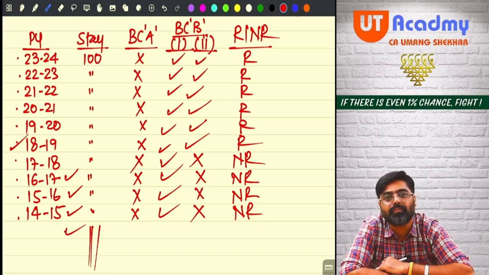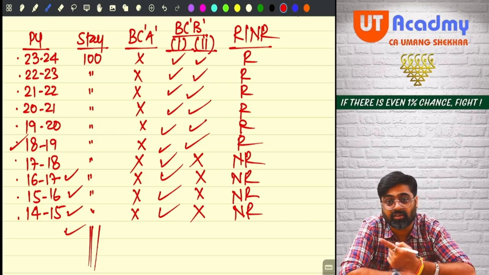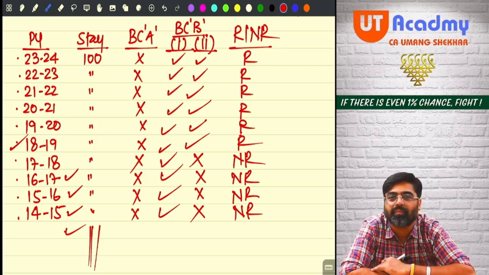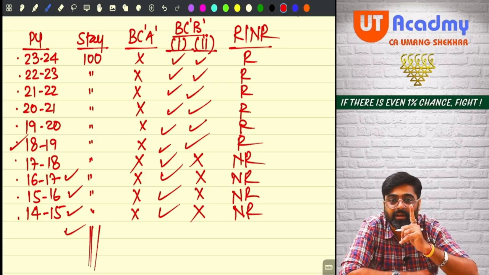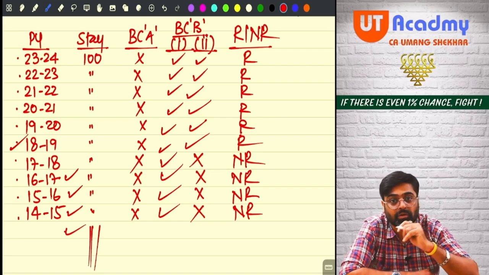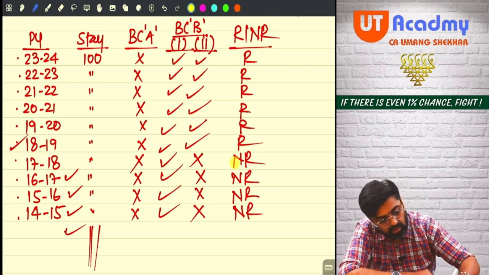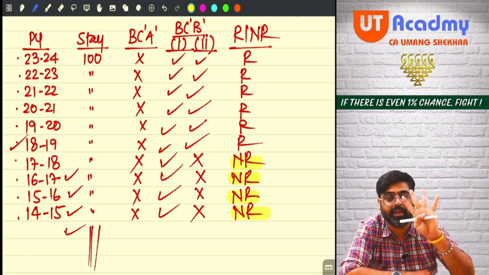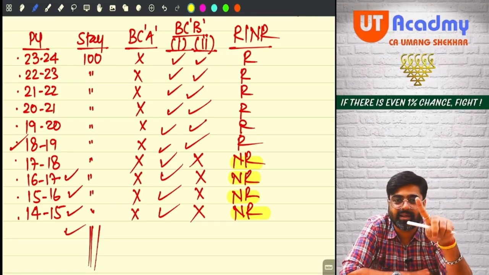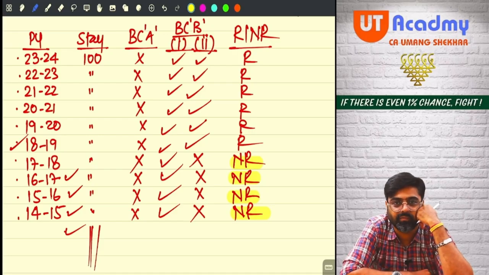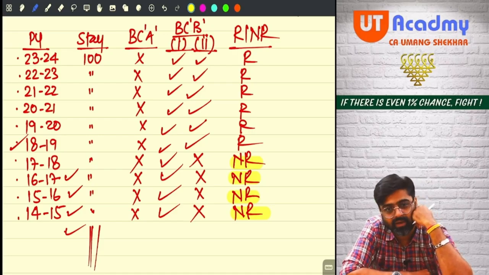Getting my point? So tell me, do I have the residential status of last 10 years now? Last 10 years, all the 10 years or at least 9 years, you should be a non-resident. You are a non-resident in how many years? Come on, tell me. 1, 2, 3, 4 only. Additional condition A, fulfilled or not fulfilled? Not fulfilled. So you are RNOR?